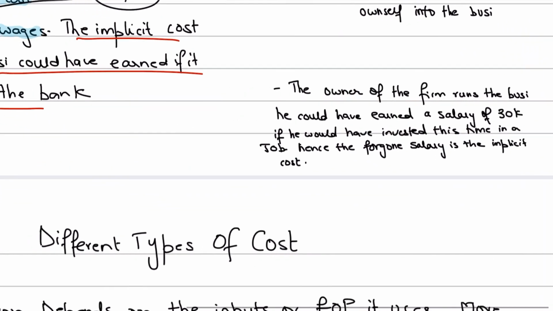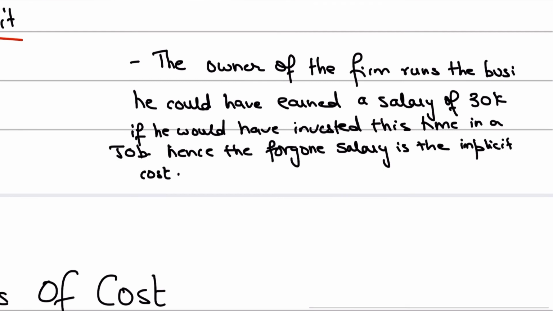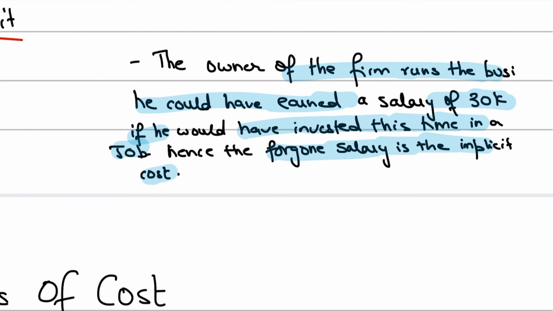One more example and then we'll be ending the video. Another example is the owner of the firm who runs the business. I've already told you this before as well. He could have earned a salary of 30,000. If I'm doing the business, I could have earned a salary of 30,000. But I have invested my time in this business, and I'm not investing this time in a job. Hence, the foregone salary is the implicit cost. It's basically the opportunity cost, and the opportunity cost of doing the business is the implicit cost.